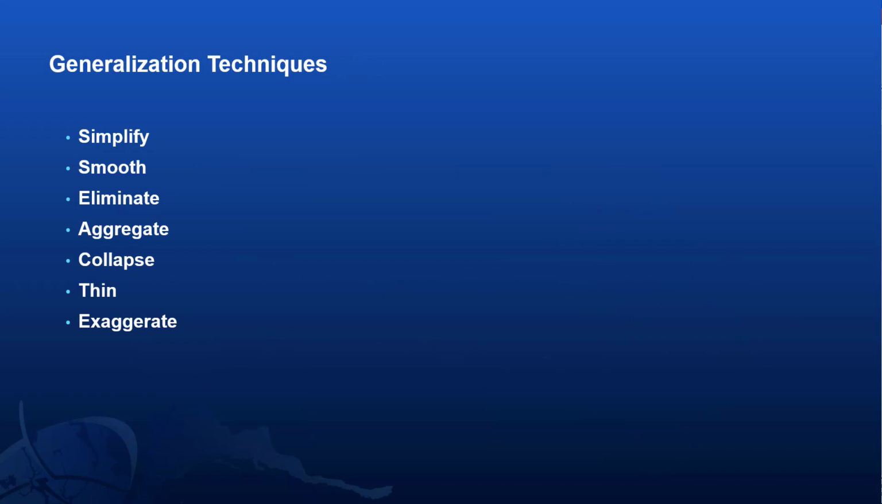Well, in generalization, we're applying these types of techniques to the data. We're simplifying and smoothing data to reduce complexity, eliminating features that are too small at output scale, aggregating features together at times, for example, buildings to built-up areas, collapsing features to specific geometries. For example, Polygon River becomes the center line, thinning road and hydro networks, and sometimes even exaggerating features that are important and need to be seen at output scale.